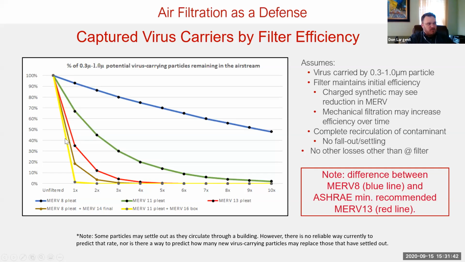But there are other solutions, as you can see with a MERV 11 pre-pleat and a MERV 16 box, within one pass, definitely within two passes, it drops you down pretty dramatically. So this is just a way to mathematically look at the difference in effectiveness at that size range of interest with the different MERV ratings. Now, calling out some of the assumptions over here, again, one thing you need to be considerate of is in more critical applications, charged synthetic filters may have a reduction in their MERV rating.